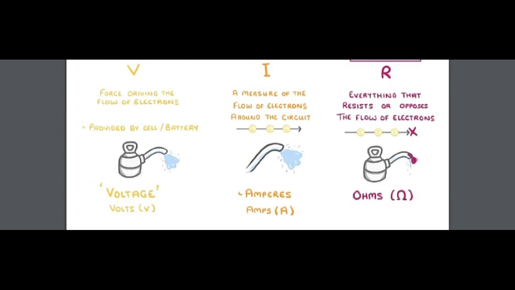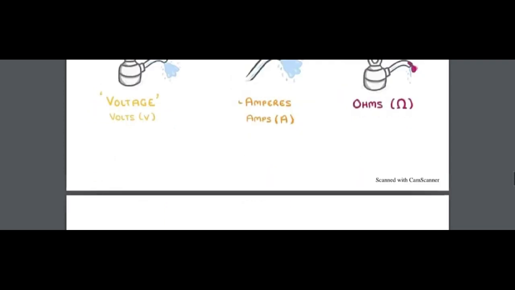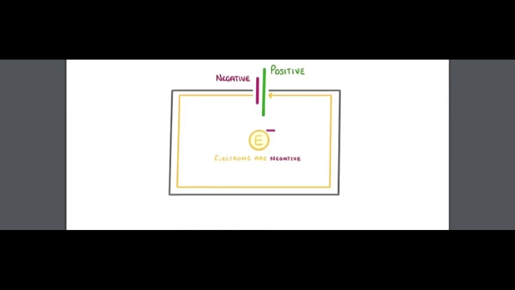And the last thing we need to cover is the way around the circuit that current flows. If you look at the cell on this circuit diagram, the longer line of a cell or battery is always the positive terminal, whereas the shorter line is always the negative terminal. Now, because electrons are negatively charged, they flow around the circuit from the negative terminal to the positive terminal.